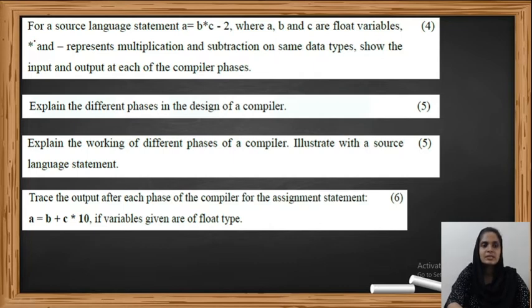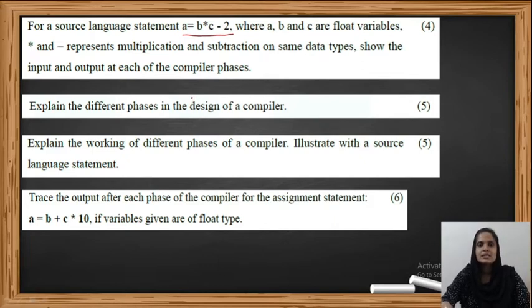So the first question is, for a source language statement, a is equal to b star c minus 2, where a, b and c are float variables. That is given that the variables a, b and c are floating variables. And here it's given that star and minus represent multiplication and subtraction on some data types. That means they are the normal multiplication and subtraction. Show the input and output at each of the compiler phases.